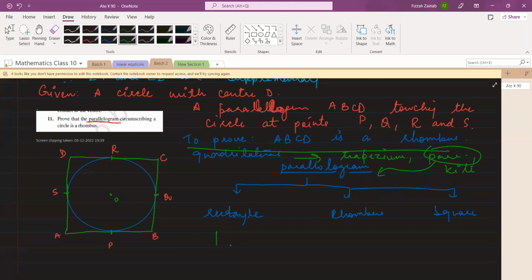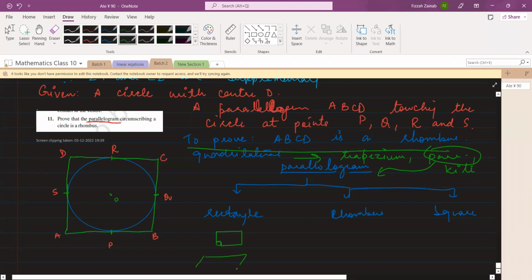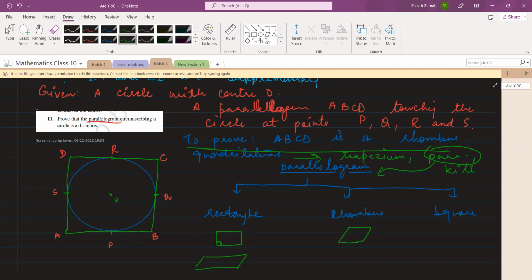Now, rectangle means opposite sides are equal, and also one corner angle is 90 degree. That also we need to show. Otherwise, it can be something like this also where the opposite sides are equal, but it's not a rectangle. When we come to rhombus, we have to show that all the four sides are equal. This is common for square also. So this is not enough for a square. In addition, we have to show that one corner angle is also 90 degree. Then it becomes a square. So you only have to deal with sides. You don't have to go to angles in this question.